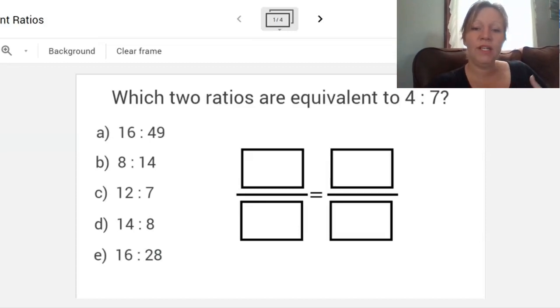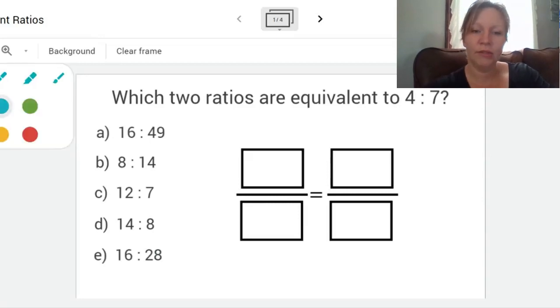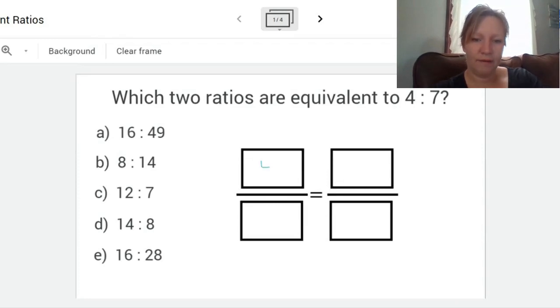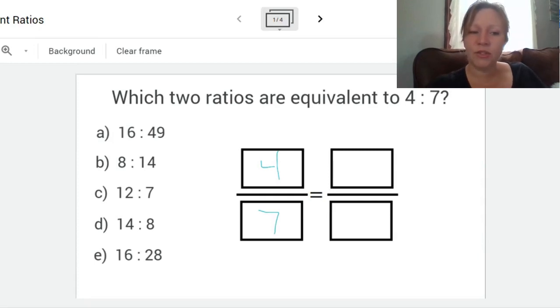And so what I want you to do is write the ratio that you're given as a fraction. I like blue, so I'm going to write 4/7 as a fraction. If it's a multiple choice question like this one, what you want to do is test the different options. So the first thing I'm going to do is put letter A, 16 to 49, in and see what happens.